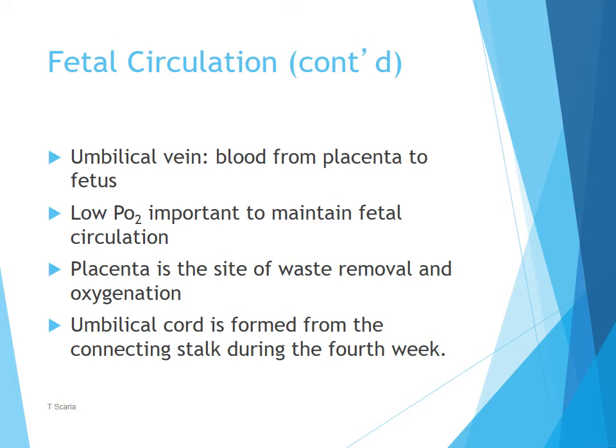I am discussing only a little bit about fetal circulation here. The umbilical vein carries blood from the placenta to the fetus, and there is low PO2. It is important to maintain the fetal circulation. The placenta is the site of waste removal and oxygenation. The umbilical cord is formed from the connective stalk during the fourth week.